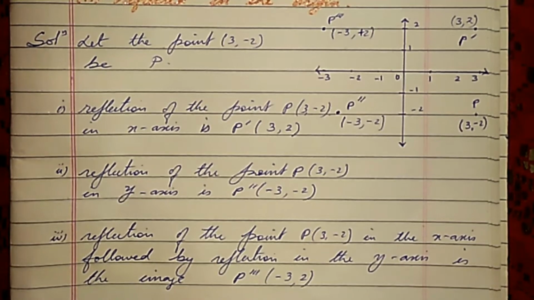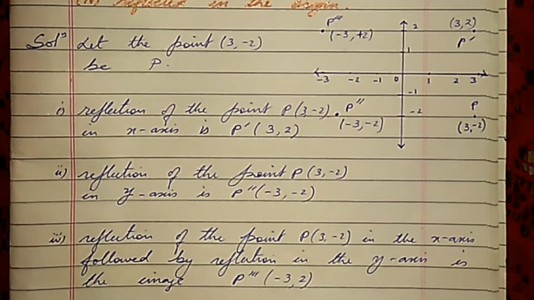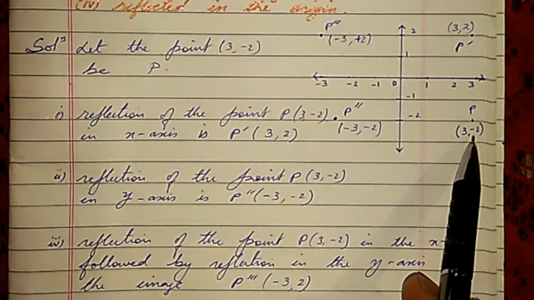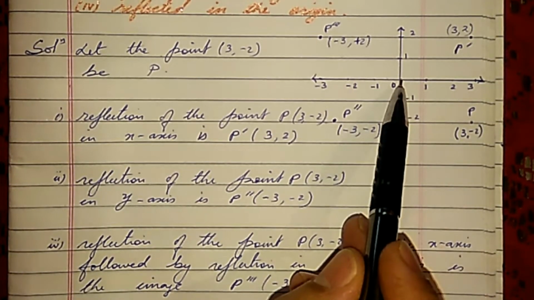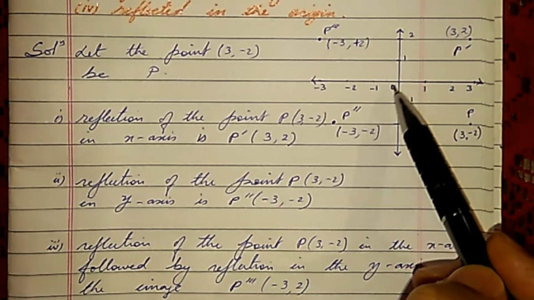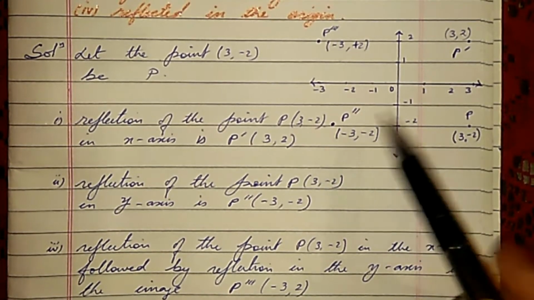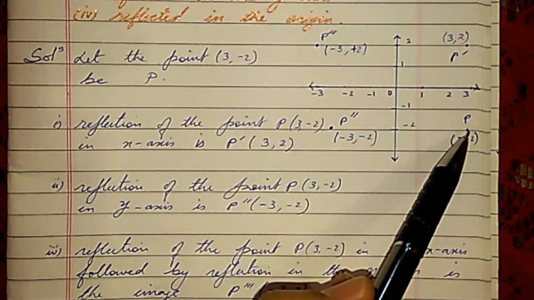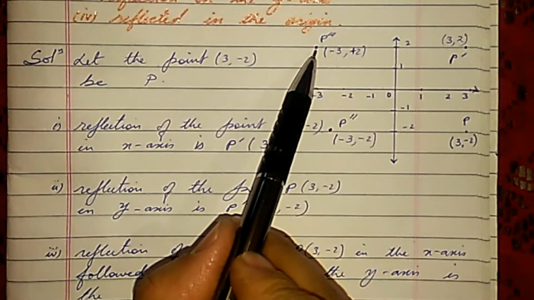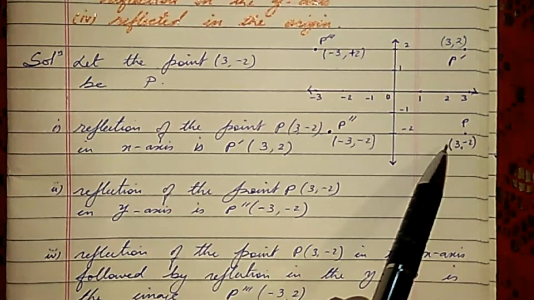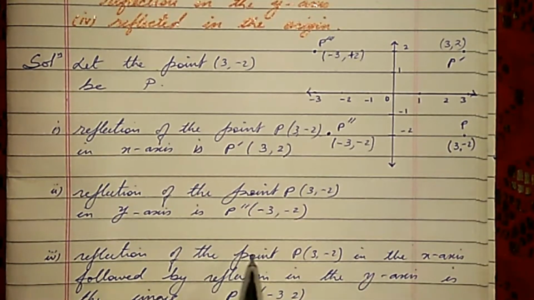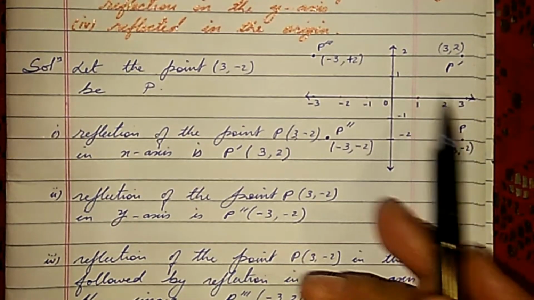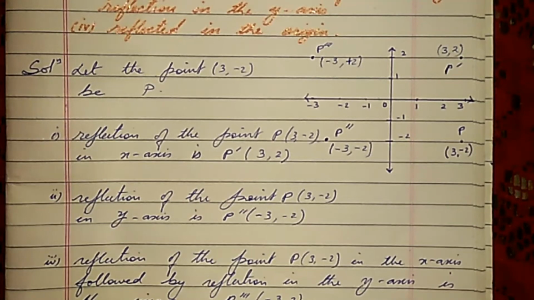Now the fourth one, reflected in the origin. So when the point P is reflected in the origin, we imagine a mirror passing through the origin and making perpendicular with the line joining the point and the origin. So it will be reflected back here such that both the signs will change. So again, P3 prime is the image of the point P when it is reflected in the origin.